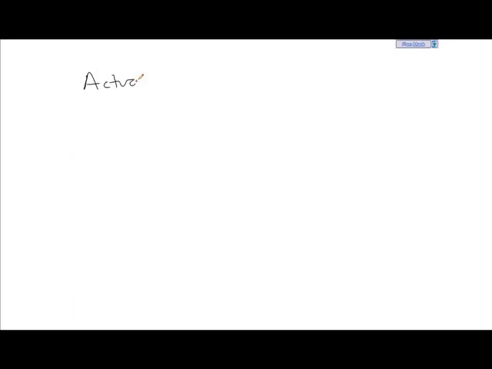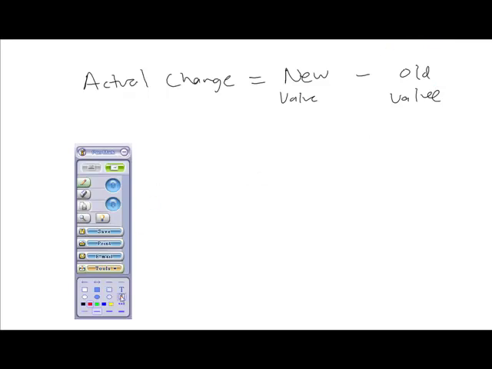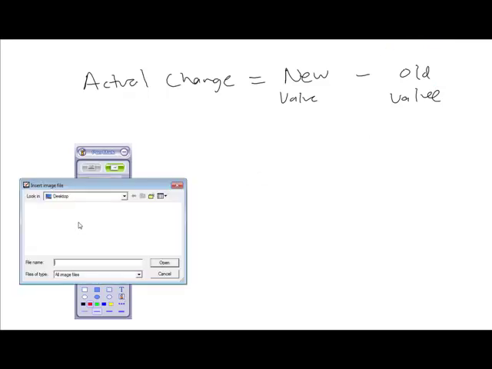First of all, we'll just define actual change in a very basic way. Actual change is literally the amount by which two things are different. So let's call those things new and old. Well, actual change is how much it is now, the new value, minus what we'll just call the old value. So let's take a look at an example. I'm going to pull up an example here that I have on my desktop.